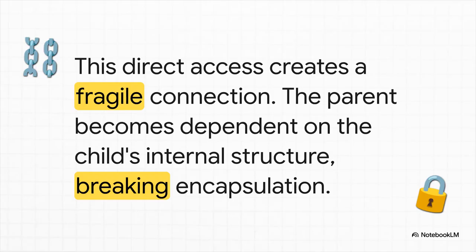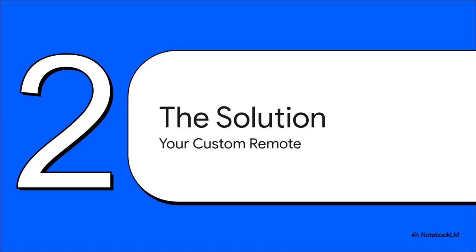a good thing. What this really does is it breaks a fundamental rule of good component design, encapsulation. Your parent component suddenly knows way too much about the internal guts of your child component. So if you decide to refactor that child later on, everything could just break. Your components become fragile and really hard to maintain. So what's the solution? How do we get that control back?